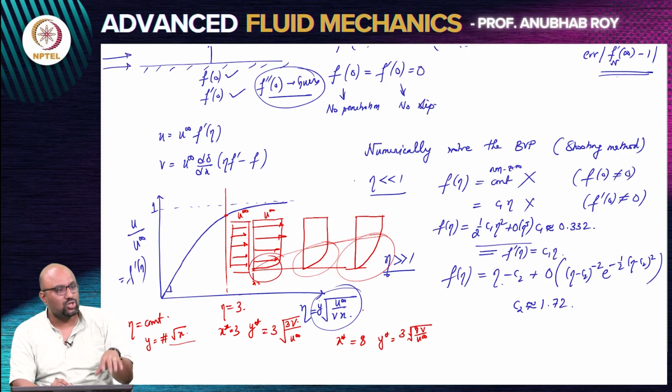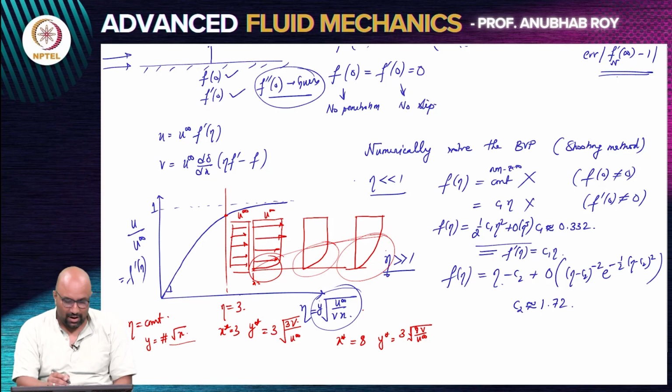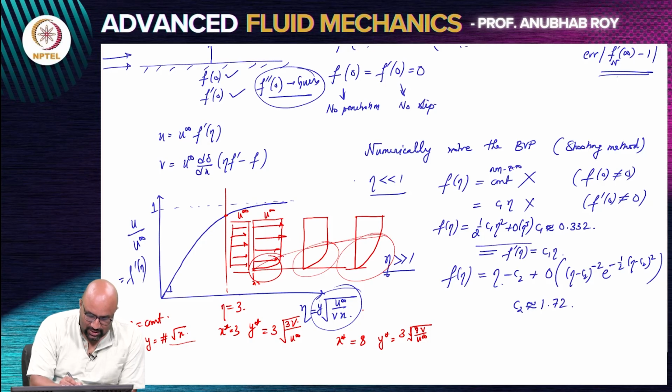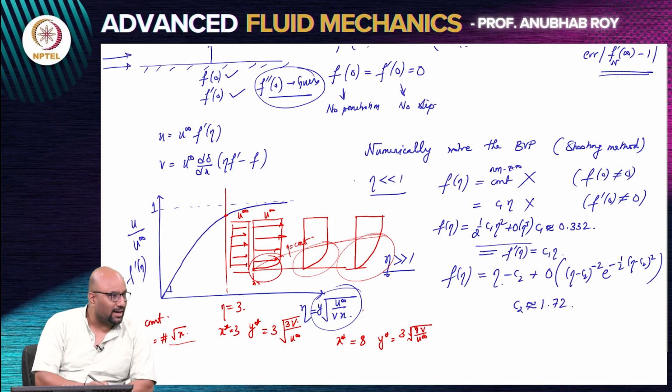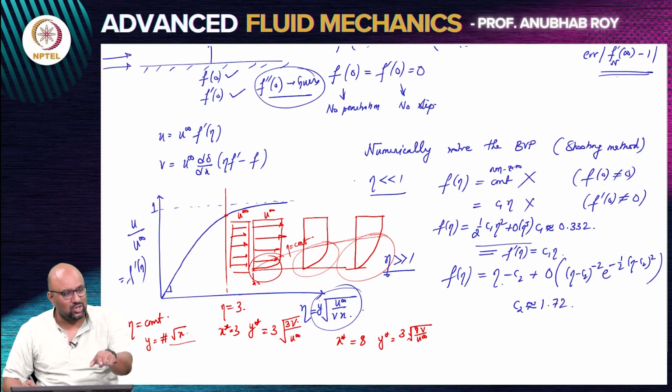So what this approach of similarity tells us is that if I were to look at the problem in boundary layer coordinate or in the similarity coordinate, then it's the same everywhere. If I track this line, which is the line of constant eta, on this line the streamwise velocity is the same. So as you move to larger distances x, you will find the fluid moving with the same velocity, but at different heights away from the plate.